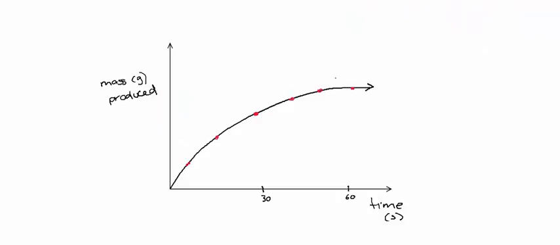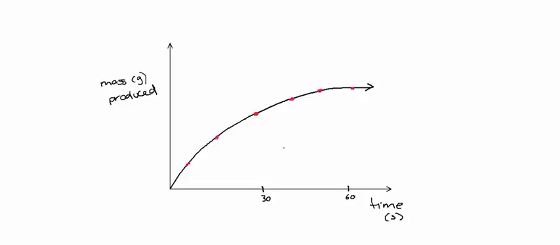So a graph such as this one would be constructed after taking these measurements over a series of time. So say every 10 seconds, the mass being produced would be recorded, and then that data is plotted on a mass produced versus time graph, and a line of best fit would be drawn in. Now this is where we can see something about the rate of reaction. So there's two different types of rate of reaction.